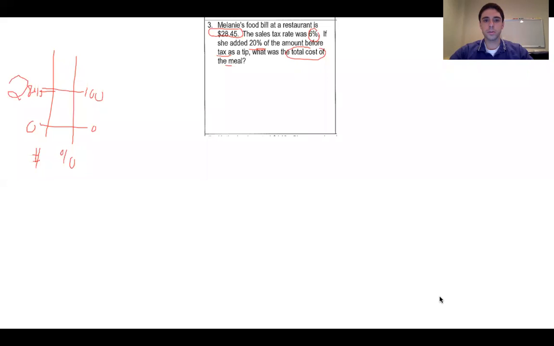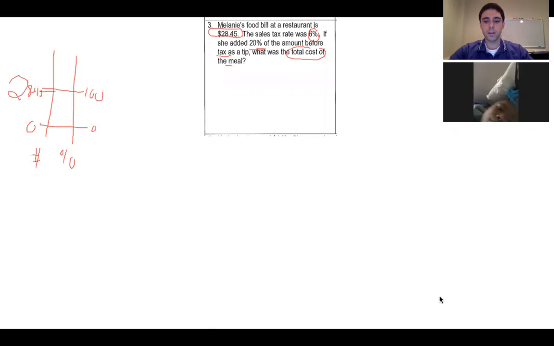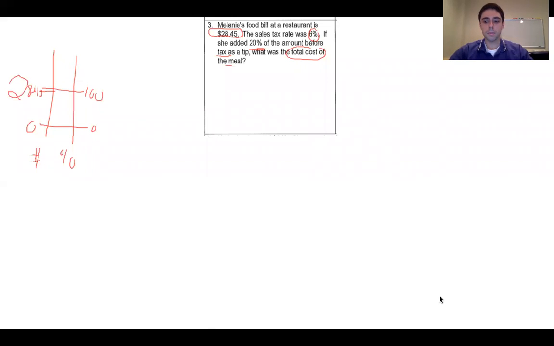The original food bill for tax and tip. Awesome. So let's take a look at this. The sales tax rate was 6%. How do we show sales tax on a double number line? How would we represent that?